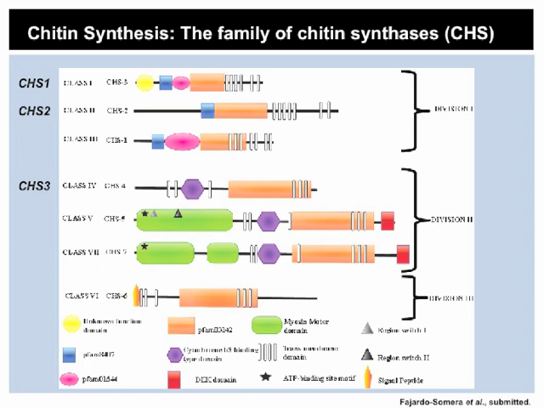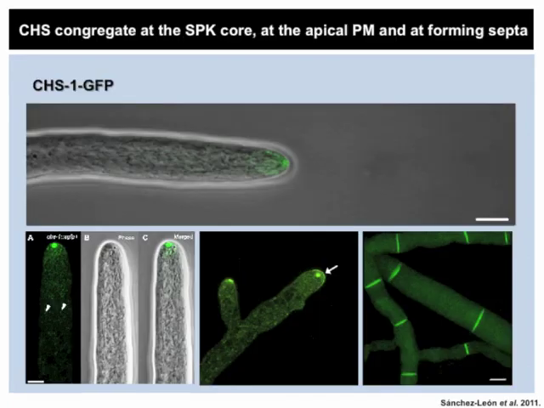So what we did is tag each of these chitin synthases with GFP, and we found this is an example of chitin synthase 1. I don't know if you can see okay, or we should turn down.